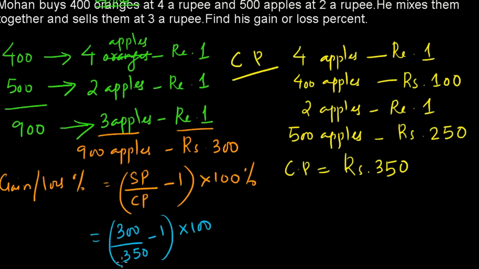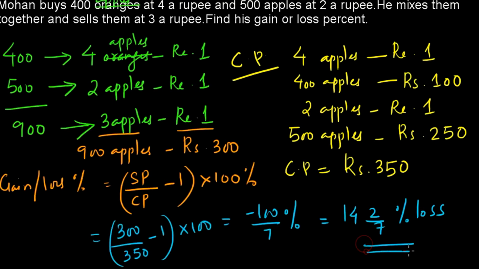So 6 by 7 minus 1, we will be getting 6 minus 7 by 7, into 100. That is minus 1 by 7 into 100, or we will be getting minus 100 by 7%. If we are expressing it as a mixed fraction, we will be getting 14 2 by 7% loss. The minus sign is representing that it is a loss.